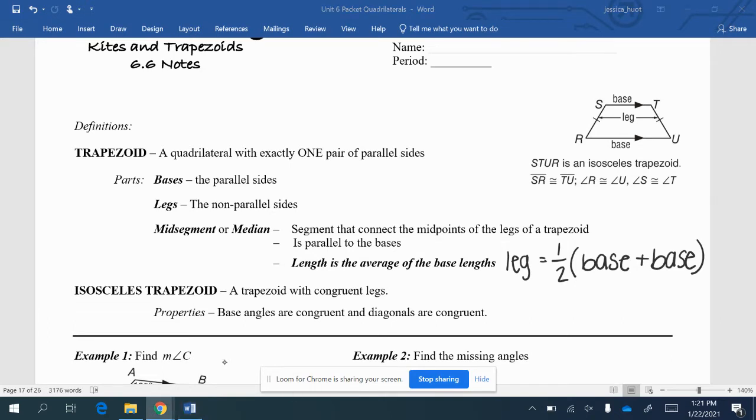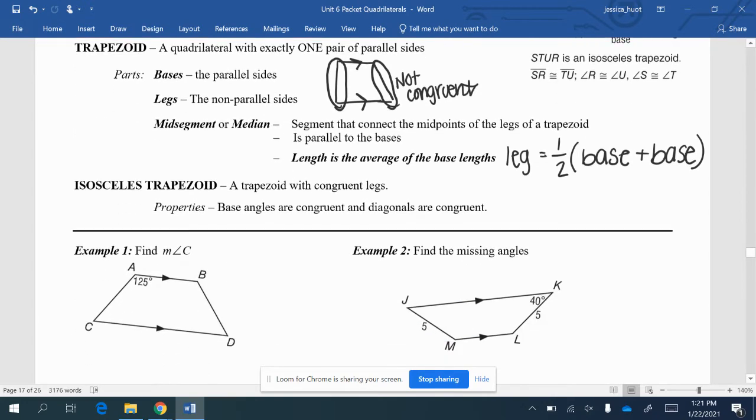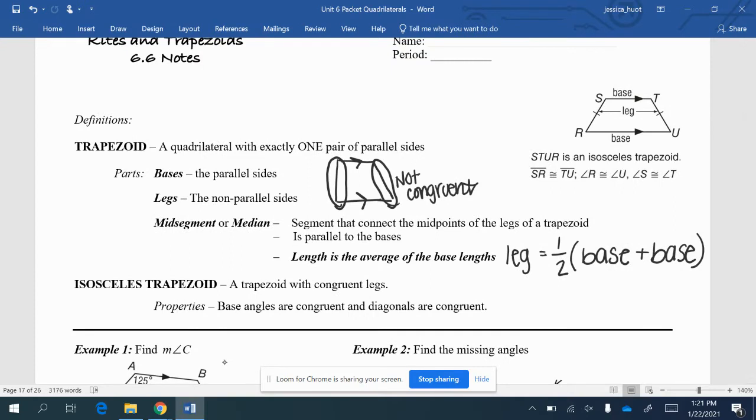Now, a trapezoid could look very different. It can have many forms, but this would be an example of a trapezoid because you have two parallel sides, but these sides right here are not congruent. And then we also have an isosceles trapezoid, a trapezoid with congruent legs. In this picture, they are telling us that these two legs are congruent, which means it is an isosceles trapezoid. The properties are that our base angles are congruent and our diagonals are congruent.